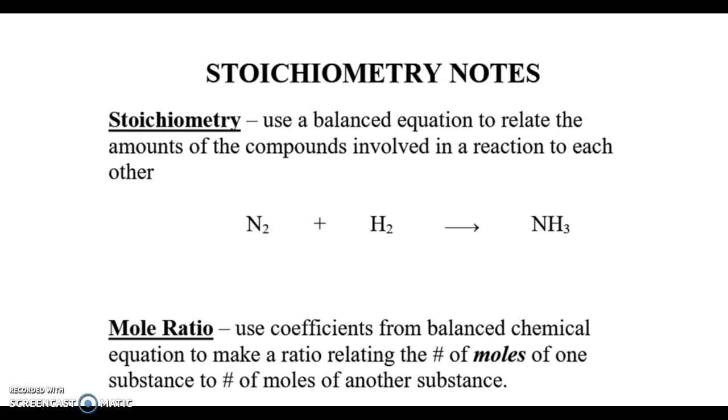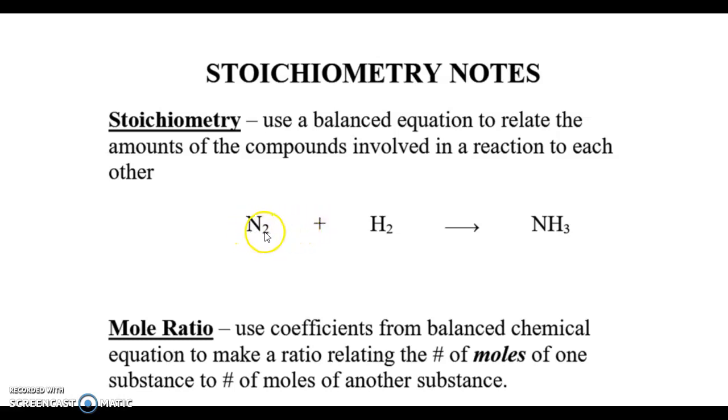Hello chemistry students. In this video I'm going to go over just the basics of what stoichiometry is. This is one of my favorite topics in chemistry and also one of the most useful things that chemistry does in the real world: give us a way to predict how much stuff you're going to get when you do a reaction. So stoichiometry uses a balanced equation to relate the amounts of compounds involved in a reaction to each other.